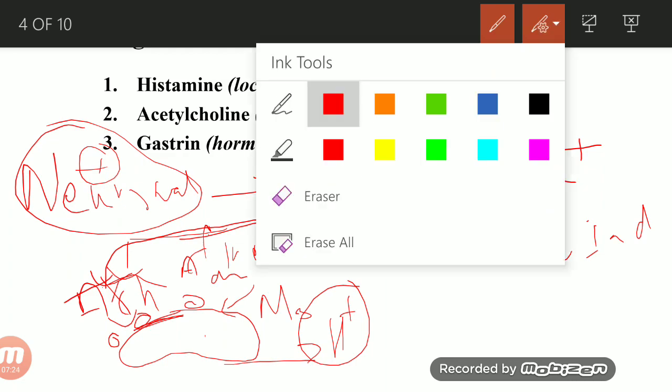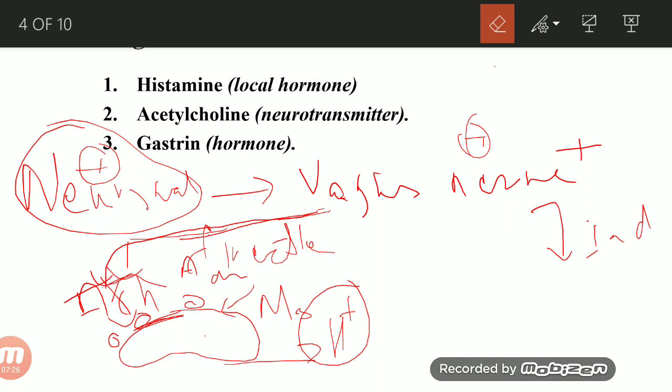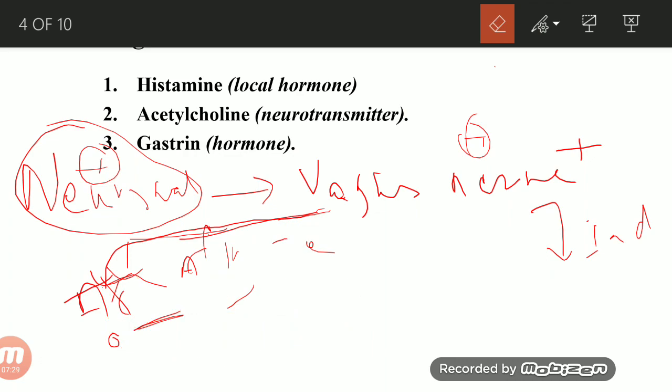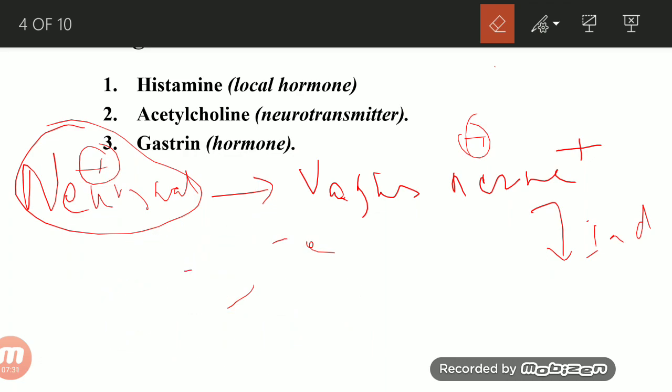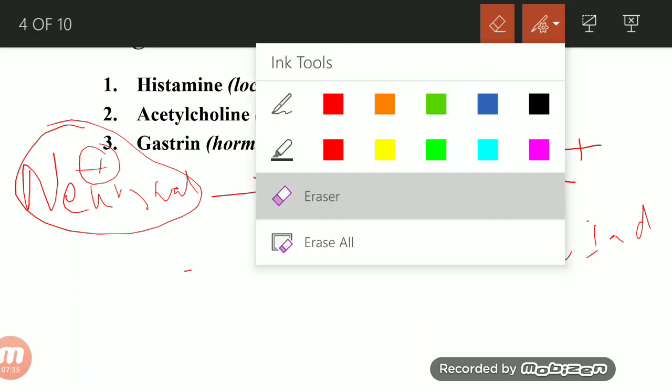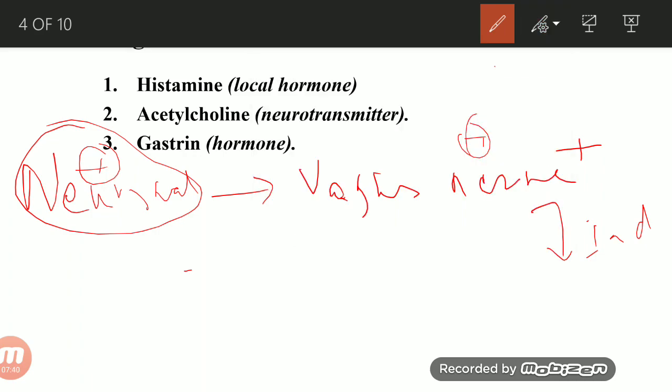In case of indirect control, you have thought about food, you smell food, anything related to food has come to your mind. Now there is activation of your vagus nerve. This vagus nerve terminates near your ECL cell, which is your enterochromaffin-like cell.